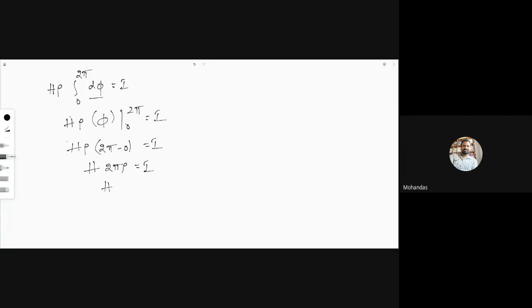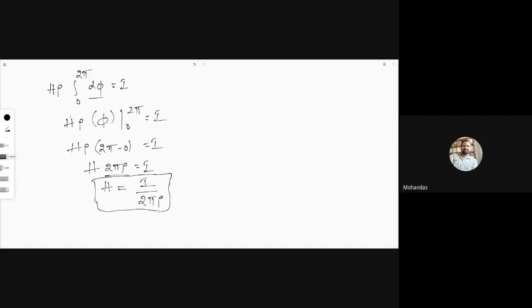Sorry for the interruption. So H into 2 pi rho into 1 is equal to I. From this equation, what is the H here? I by 2 pi rho. So what is the H here? I by 2 pi rho, right? I by 2 pi rho.